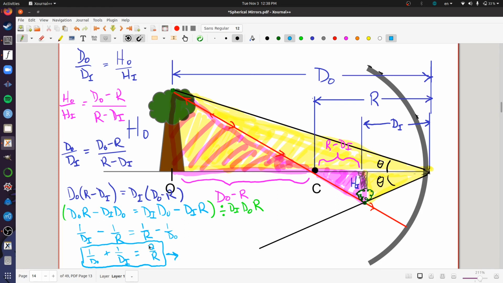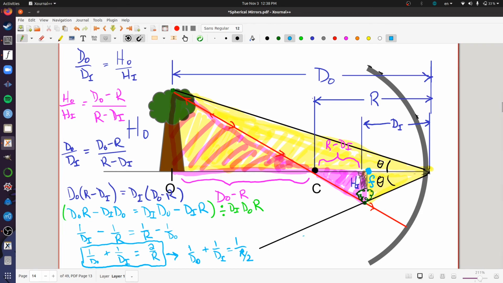Well, I know that I can flip any fraction if I make the following adjustment. I have 1 over do, let's be consistent, plus 1 over di is equal to 1 over r over 2. So the 1 over r over 2 is the same as 2 over r. R over 2, notice, is halfway between C and the mirror, and for reasons that we will see, that location is called the focal point of the mirror. Here it happens to look like the location of that image, but it just happens to be close.